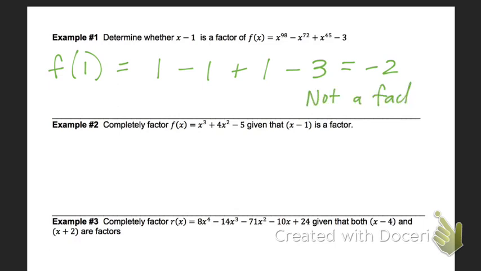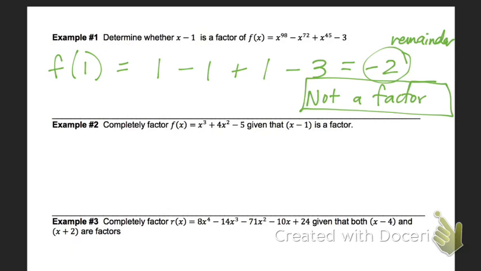And to answer your question, Courtney, this would be the type of question that you would see: is this a factor or not? Maybe not necessarily needing the remainder, but how do you know it's not a factor? Because this is the remainder. So if there's a remainder, that means it's not a factor.